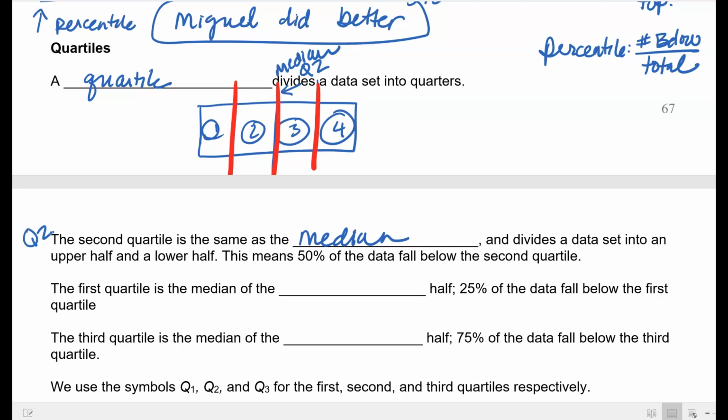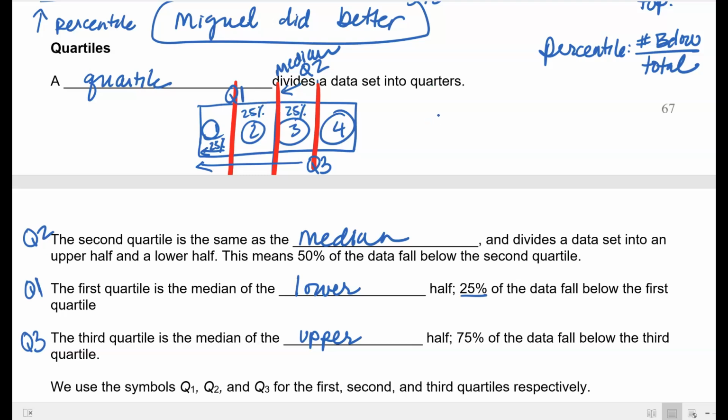Okay, the first quartile is the median of the lower half. It's the value that 25% of the data fall below. So this is Q1 right here, and you've got 25% of data below that number. And Q3 is called the third quartile, which is right here, and it's the median of the upper half of the data. 75% of the data fall below that because every single one of these pieces of the cake is 25%.